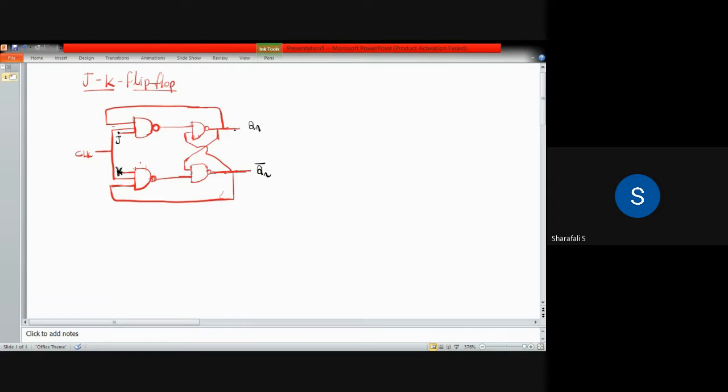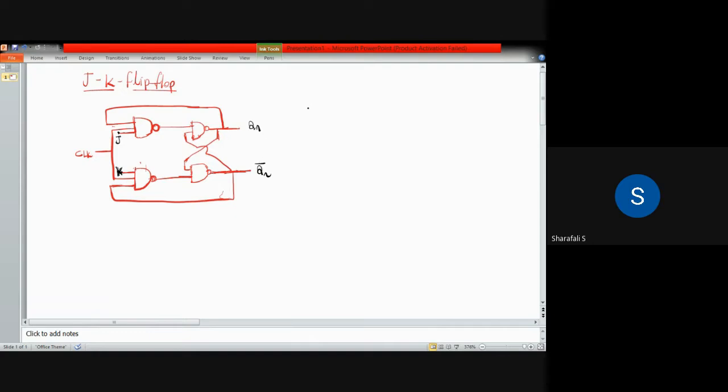I hope you know these things. This J and K are the inputs. Qn, Qn bar are the outputs. If this is Qn, this is Qn bar, just like you studied in the SR flip flop. Okay, same scenario.